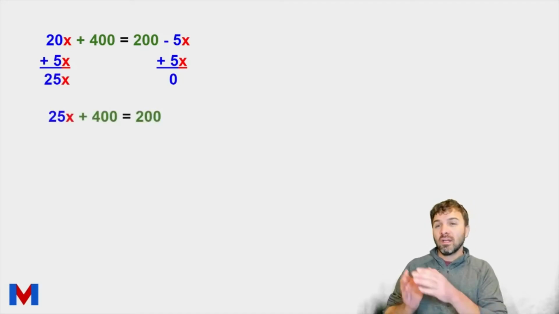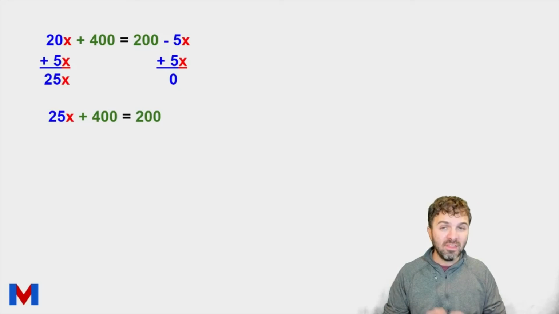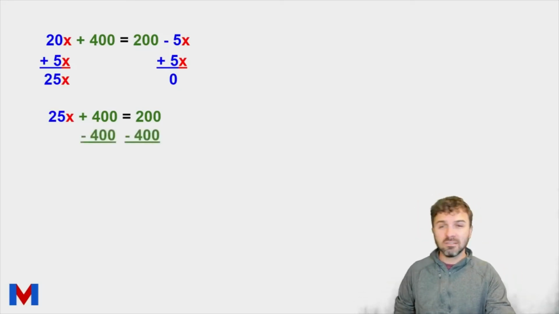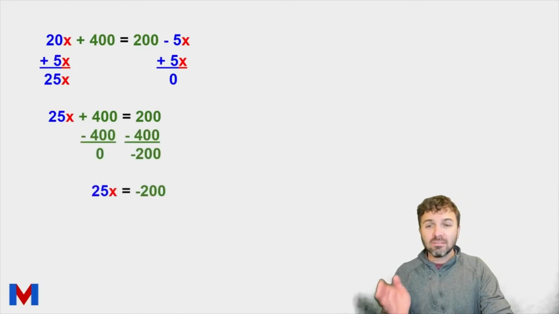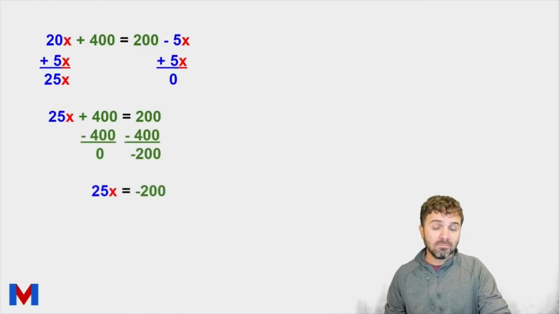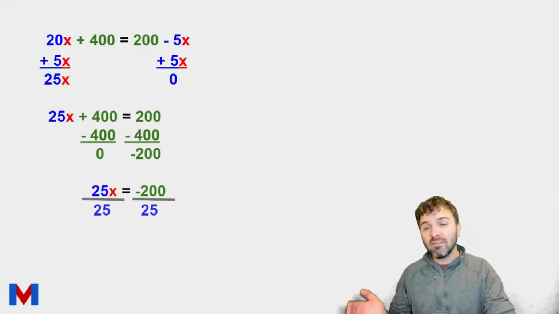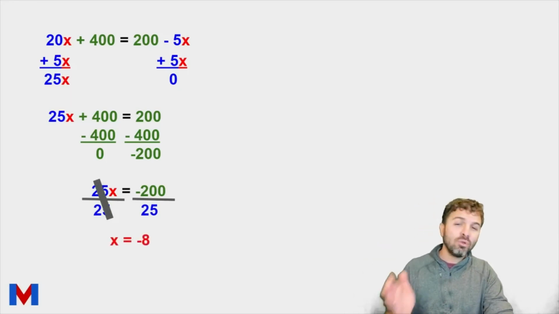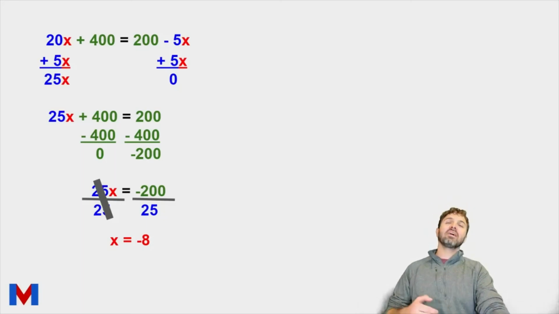So I'm left with 25x plus 400 equals 200. And then now we have a two-step equation again. So I'm going to subtract 400 from both sides, and I'm left with 25x equals negative 200. And then now I've got 25 times x, so I'm going to divide by 25 on both sides. 25 divided by 25 is 1, 1 times x is x, and negative 200 divided by 25 is negative 8. All right. Whew.